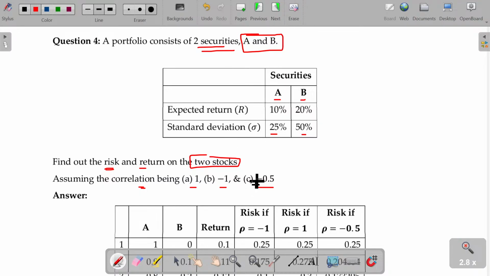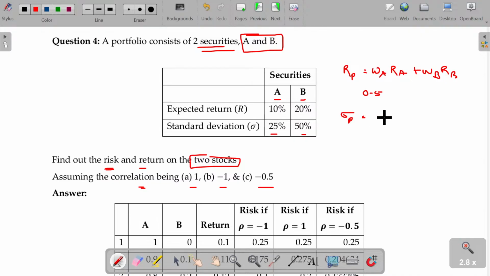Now, you know that the calculation of the formula is pretty massive. In case of return of the portfolio, it's pretty simple. Weight of A and return of A plus weight of B and return of B. We assume the investment is made at the rate of 50-50. 0.5 and 0.5 you can calculate. Okay, what about the portfolio of A, sir? Standard deviation of portfolio: weight of A, standard deviation of A, plus weight of B and standard deviation of B.